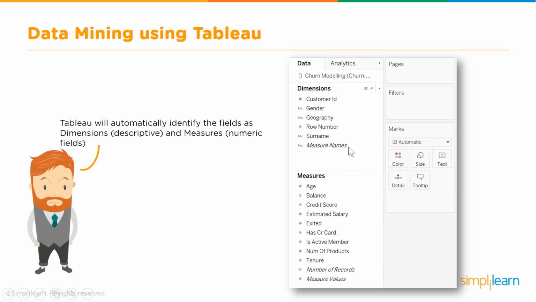Tableau is intelligent enough to actually identify these dimensions and measures. Measures are the numerical values. As you can see here, customer ID, gender, geography are all dimensions, non-numerical values, whereas age, balance, credit score and so on are numeric values, so they come under measures.